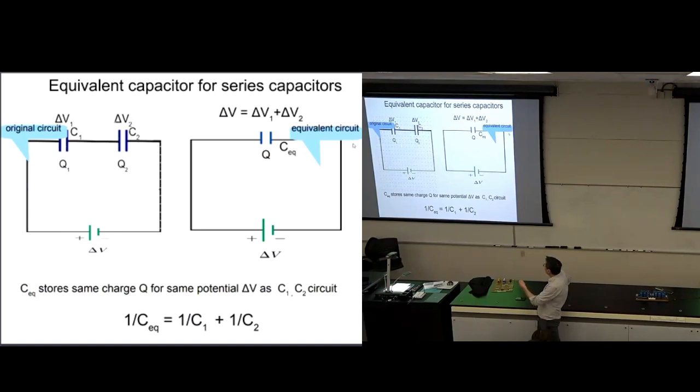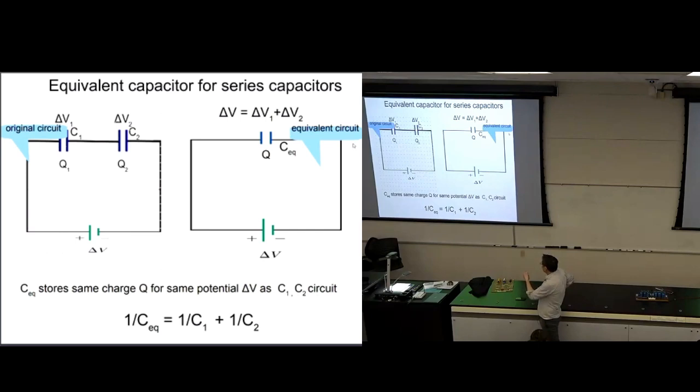So this voltage here from the battery, some of it is owned by capacitor number 1 and some of it is owned by capacitor number 2. Delta V1, delta V2 will add up to the total voltage that's provided by the battery, the series circuit. This is the equivalent circuit. We've replaced C1 and C2 by the equivalent capacitance that is going to store the same charge, Q1, Q2, as the original circuit here, for the same applied voltage.